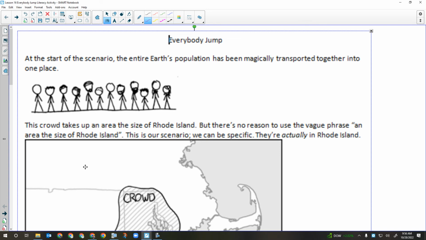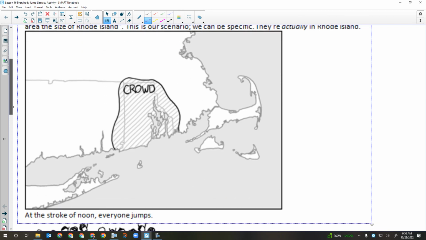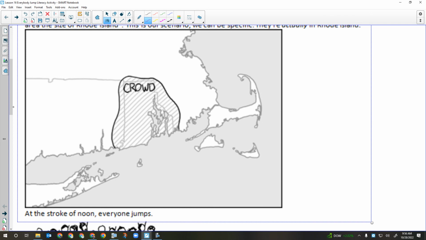Okay, so everybody's there. And this crowd would take up an area the size of Rhode Island, which is the smallest state in the continental United States. So there's no reason to use a vague phrase like an area the size of Rhode Island. Let's just say we're doing this in the state of Rhode Island. And everybody on Earth is there, shoulder to shoulder, packed in like sardines. So we now have all these people, and they take up the entire state of Rhode Island.